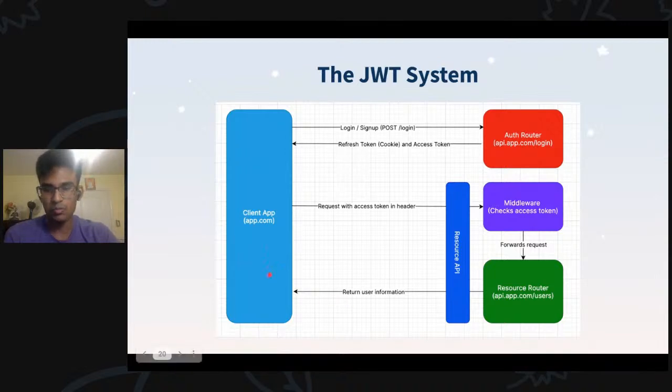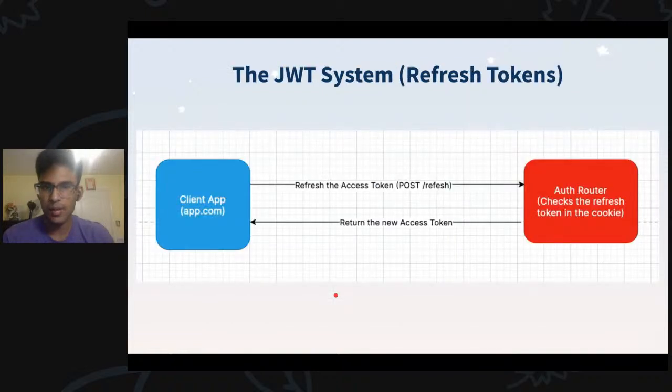Once we get the user information, we do some stuff on the client, we make another request, and so on and so forth until the access token expires. And that's where refresh tokens come in. Refresh tokens are still attached to every request, so they're still there. Once the access token expires, we make a request to the auth router once more and say, give me a new access token, because my access token is now expired.